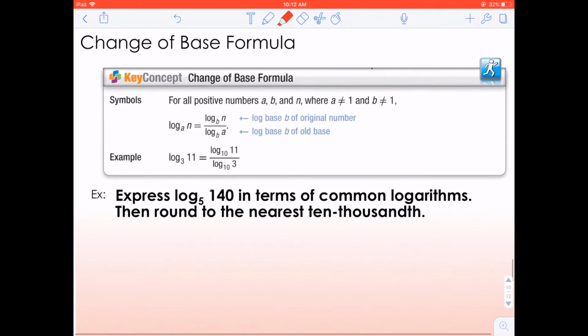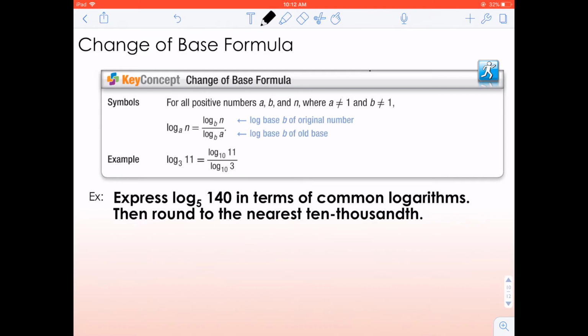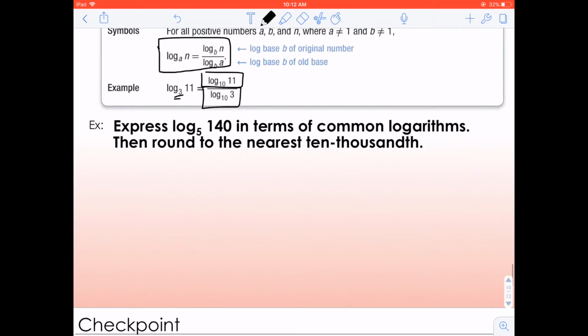Okay, last part of section 7.6. Change of base formula. So what if we have logs with bases that we don't know how to deal with? Well, we can change that using this formula here. So if we have log a of n, we can write that as log base 10 of n over log base 10 of a. Just like here, we have our log base 3. We don't want to deal with that, so we rewrite it as log base 10 of 11 over log base 10 of 3.